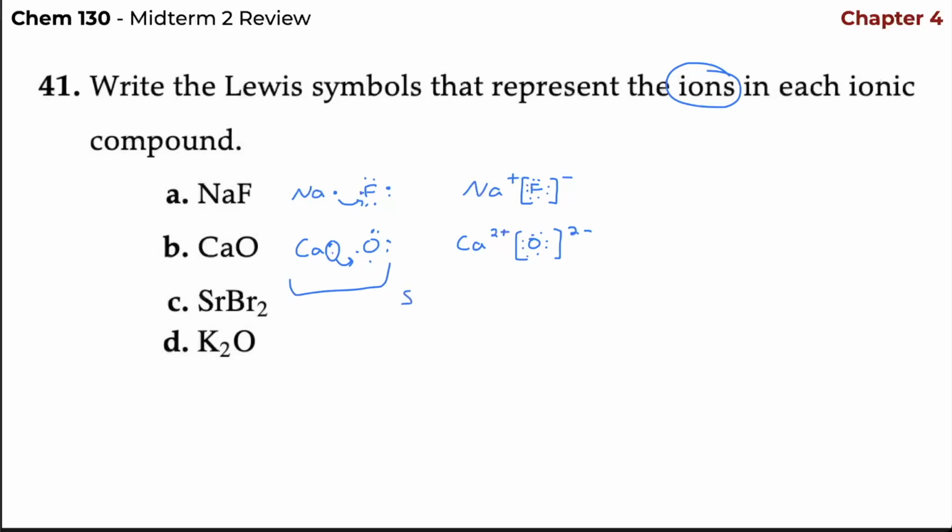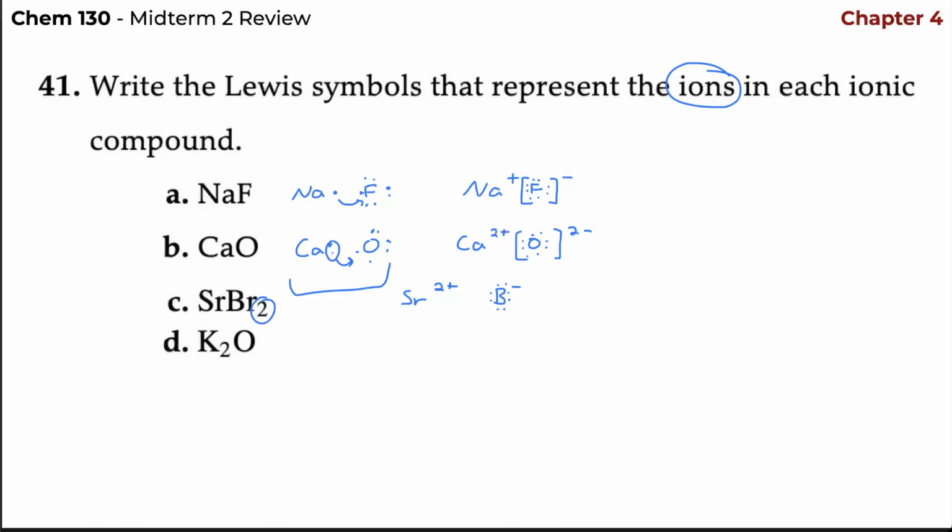So Sr, we know, is going to be 2 positive, right? Because it loses 2, right? And Br is going to be 1 negative, right? So that's good and all. And Br is going to complete the octet: 1, 2, 3, 4, 5, 6, 7, 8, right? That's good and all. This doesn't line up though, right? Because there's a 2 here.